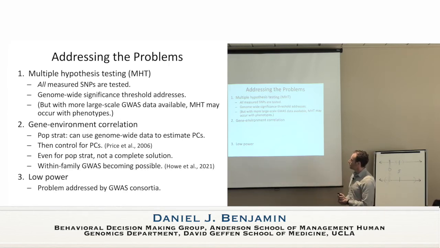Okay, the second issue is gene-environment correlation. One of the big types of gene-environment correlation, and the one that's gotten the most attention until very recently in the genetics literature, is population stratification. And GWAS data makes it pretty simple to take an approach to dealing with population stratification. And that is to use the genome-wide data itself to estimate principal components, and then control for those principal components.